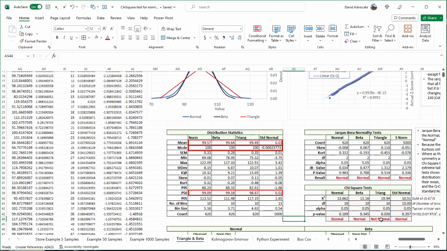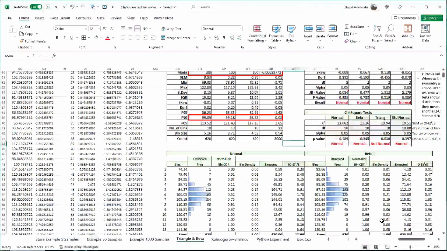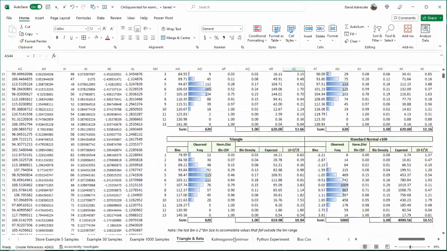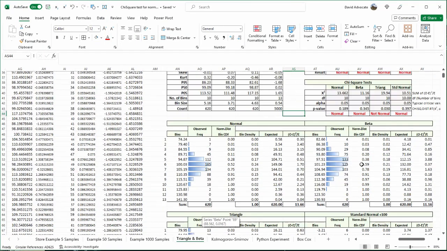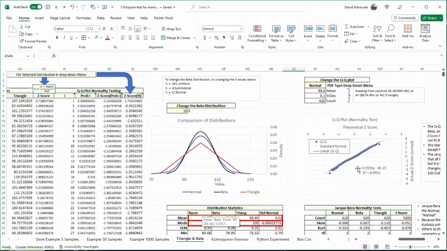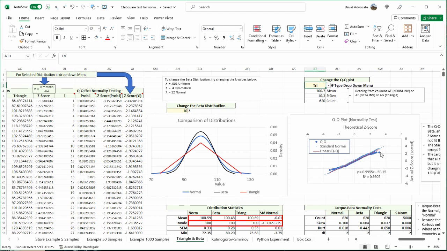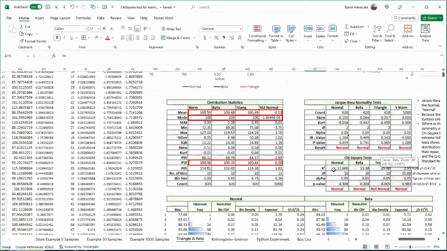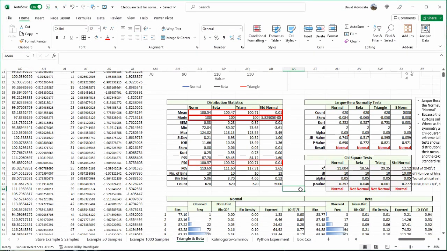Let's take a look down here at the chi-squared, and it says here that the triangle is not normal. Let's go below and take a look at the triangle, and it looks fairly normal, but let's change this to triangle and look at the QQ plot. F9, and you can see here how it's falling off the line. So let's just run a series of these to see what happens.